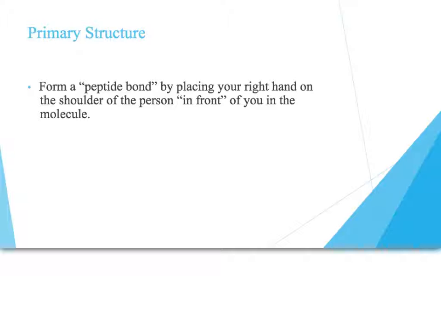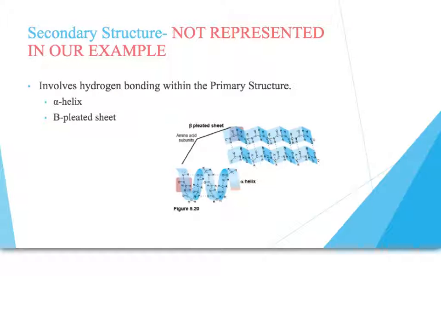So the primary structure stayed the same. You formed a peptide bond by placing your hand on the shoulder of the person in front of you in the molecule. That remains the same. And this was a diagram that was supposed to show the order of how you stood in line. Somehow in the importing process it became distorted, so we'll move on.